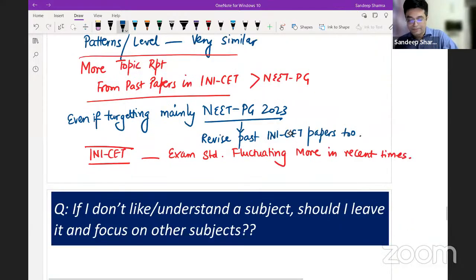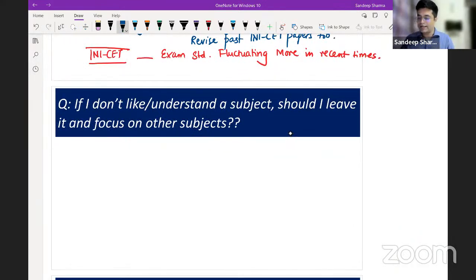Khaleel sir, if I'm a student and I don't like or understand a certain subject, should I leave it and save time, and utilize that time by making another subject more bulky, more strong for myself, or should it be a balanced preparation?